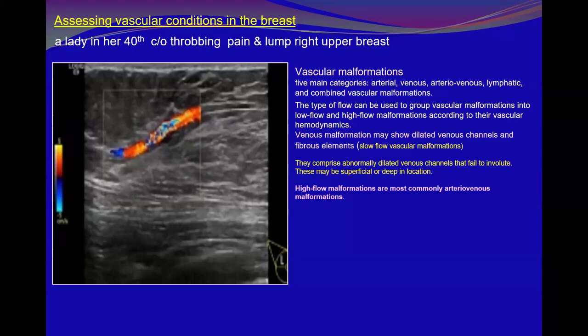What is your impression regarding these lesions? Dr. Rayah and all of you. What do you suggest? No one? No one from the audience? Any of you have any impression?